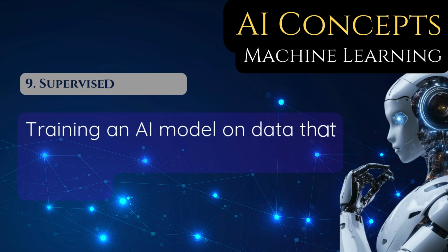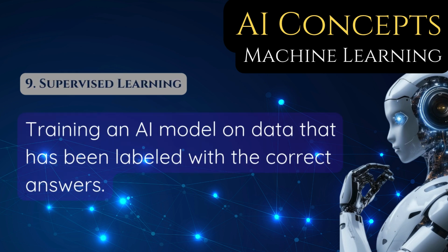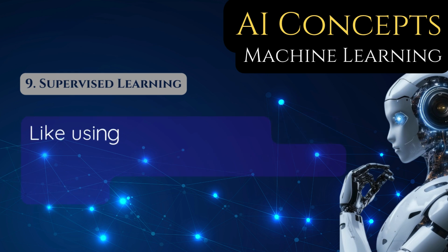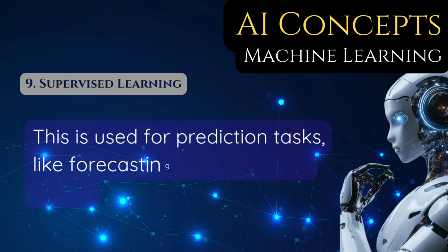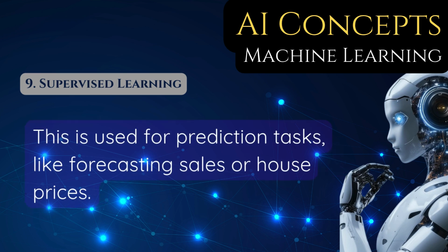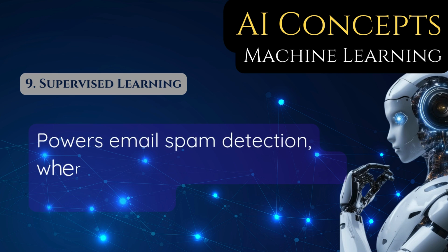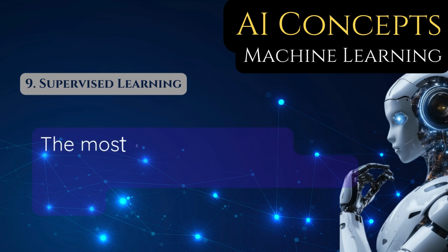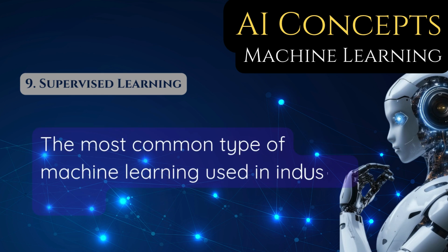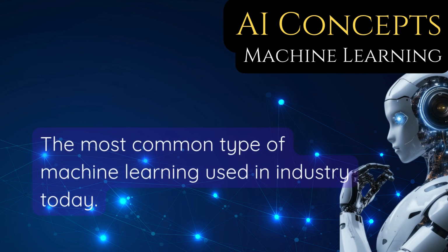9. Supervised learning: training an AI model on data that has been labeled with the correct answers. Like using flashcards with questions and answers to teach a student. This is used for prediction tasks, like forecasting sales or house prices. Powers email spam detection, where emails are labeled spam or not spam. The most common type of machine learning used in industry today.